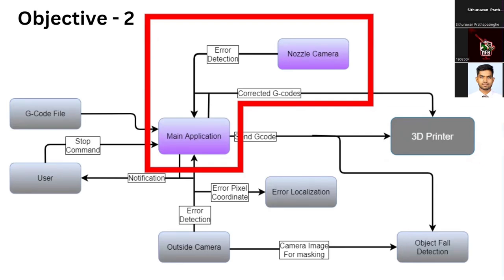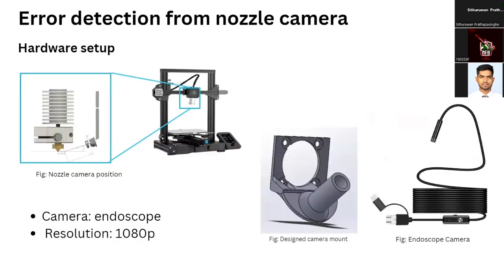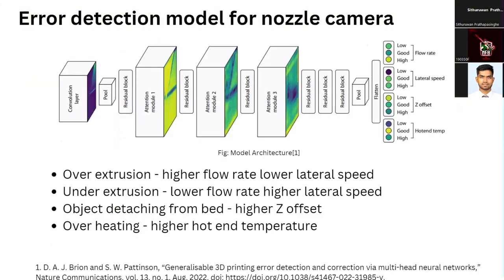Error detection and correction using the nozzle camera. First, let's move on to the hardware setup. We created a mounting part for the camera using SolidWorks, and that part is mounted to the nozzle head. You can see in the slide where the nozzle camera is placed. An endoscope camera with 1080p resolution is used as the nozzle camera. So let's move on to the error detection model.